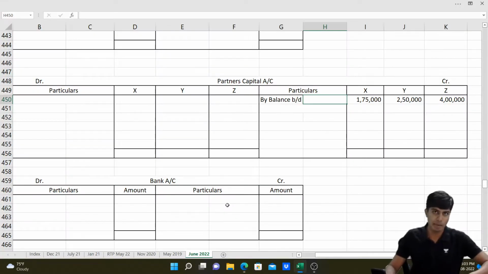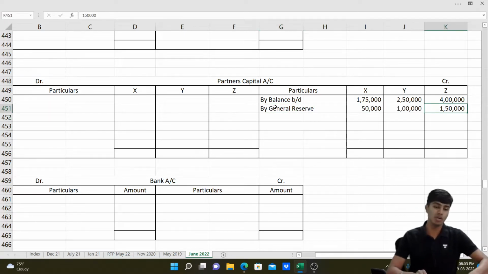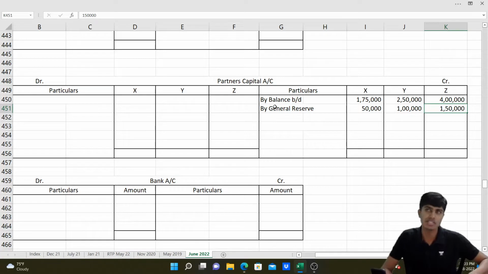This will increase their capital. So in their partner's capital account, I'll write by general reserve: 50,000, 1 lakh and 1 lakh 50. How did we get this? By sharing that 3 lakh in the ratio 1 is to 2 is to 3. So 3 lakh into 1 by 6, 3 lakh into 2 by 6, 3 lakh into 3 by 6.